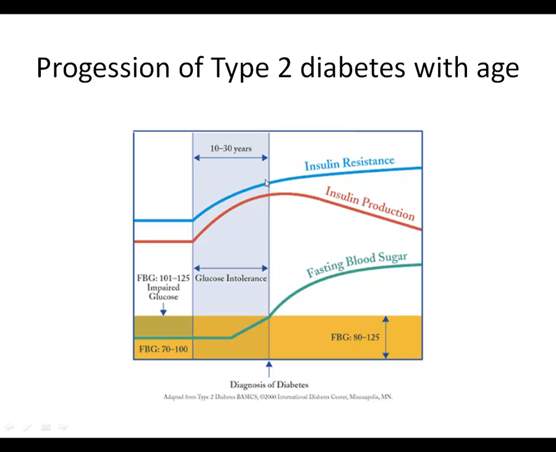This process, though, takes about 10 to 30 years. So the point at which insulin production declines, if it happens to you late enough in life, this part, you may never see this part of the curve where you actually need insulin.